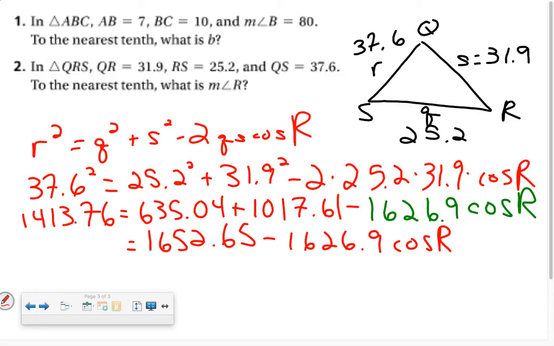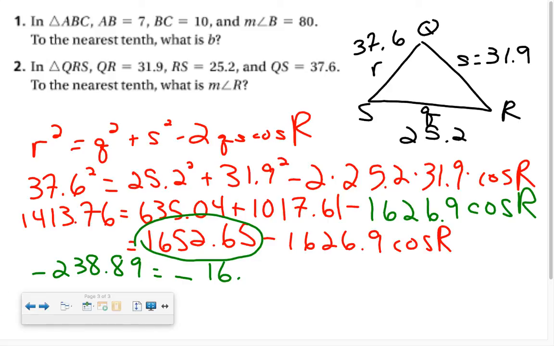Now I've got to get my variable by itself. Don't forget the algebra you already know. I'm trying to get r by itself. My next step is going to be to subtract this from both sides. So when I do that, I've got 1413.76 minus 1652.65, so negative 238.89 equals negative, be careful, 1626.9 times the cosine of r.